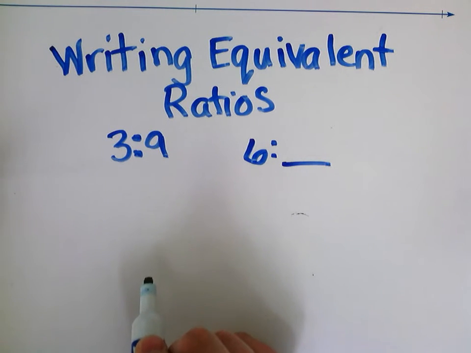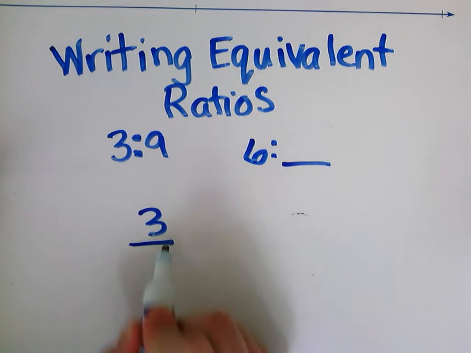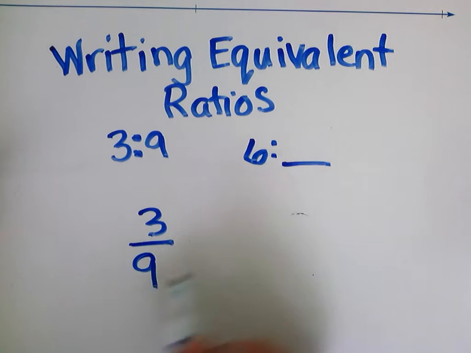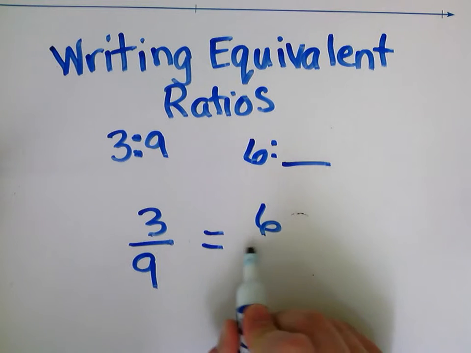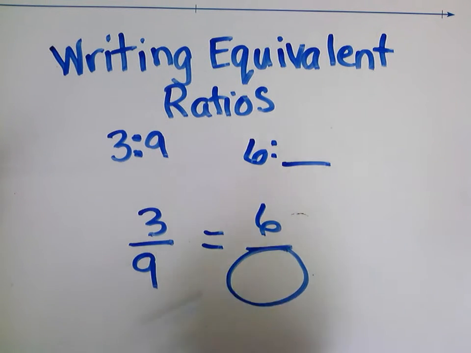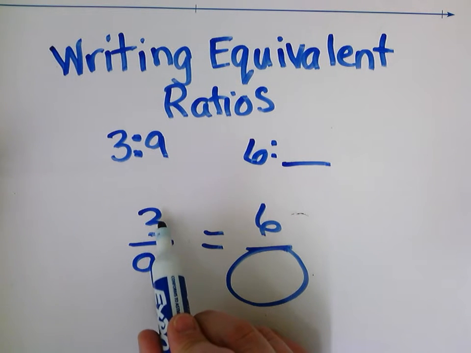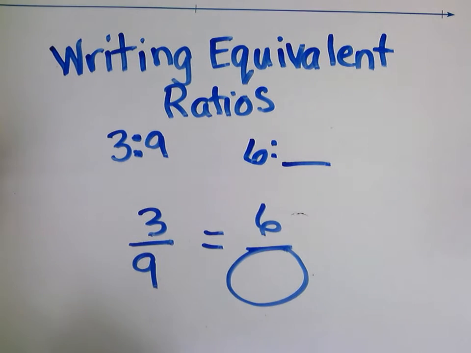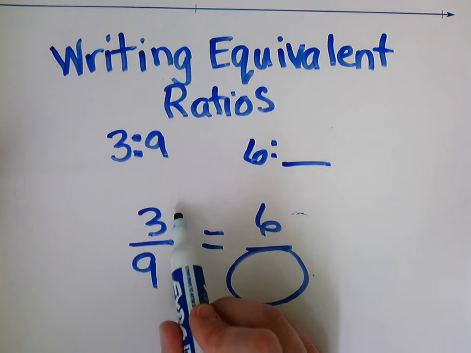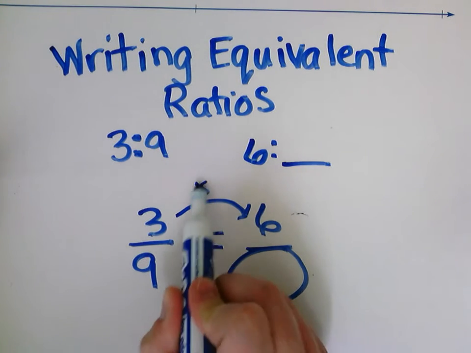All right, so again, I like to write them out as a fraction, and we're going to make them equivalent. So I'm going to set these two equal to each other, and I'm trying to figure out what's going to go here. So I need to think, how did I get from 3 to 6? Usually when we're talking about fractions, we're going to be multiplying. How many groups of 3 is that? To get from 3 to 6, I had to multiply by 2.